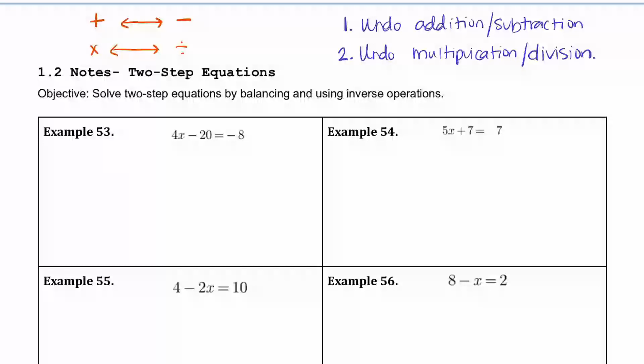Some equations we're going to see are more than one step. So today we're going to look at two-step equations. And just a quick reminder, we have inverse operations, or opposite operations, that we use to isolate the variable. Our goal is always to isolate the variable or the letter. So if we see addition, to undo that we use subtraction. If we see multiplication, to undo that we use division.